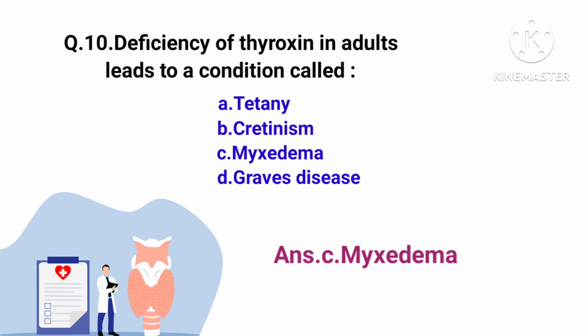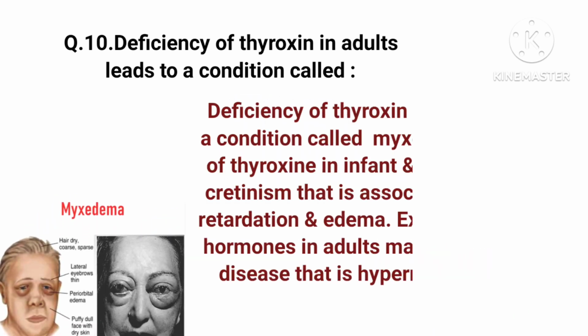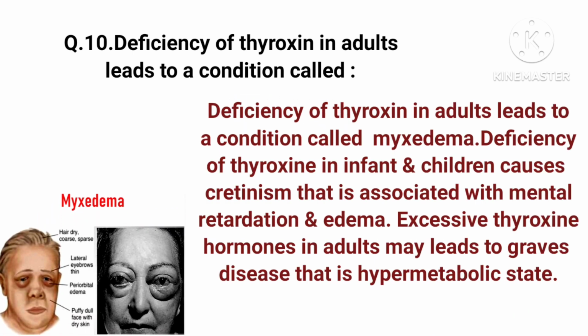Deficiency of thyroxine in adults leads to a condition called tetany, cretinism, myxedema or Graves' disease. And here the right answer is option C, myxedema. Deficiency of thyroxine in adults leads to a condition called myxedema. Deficiency of thyroxine in infants and children causes cretinism that is associated with mental retardation and edema. Excessive thyroxine hormone in adults may lead to Graves' disease, that is a hypermetabolic state.